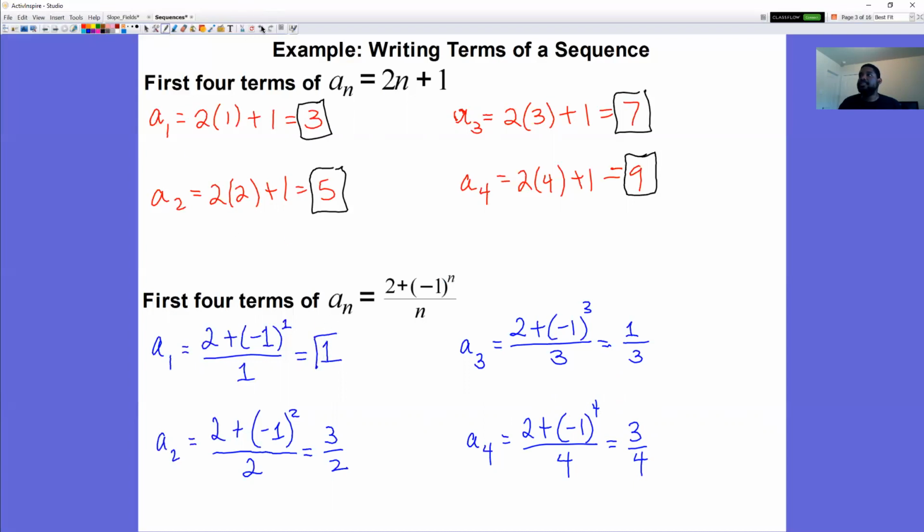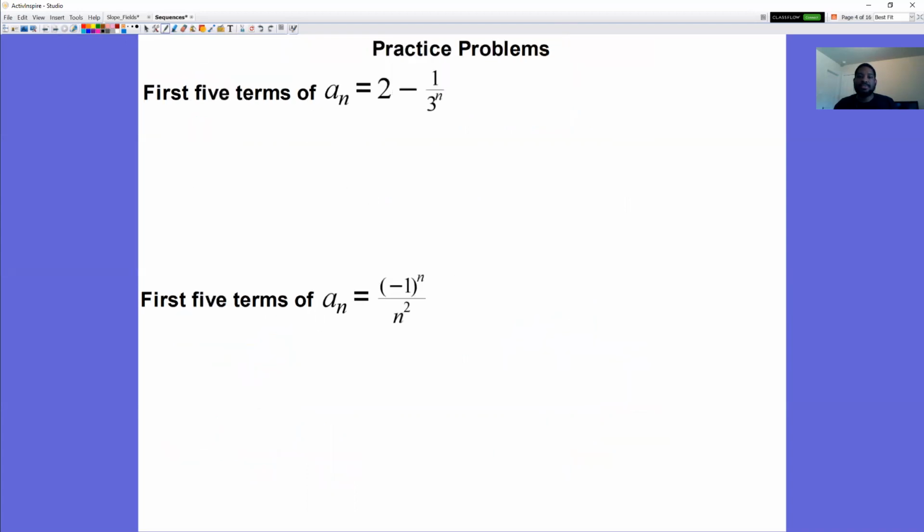And so those are our first 4 terms of this sequence. We have 1, 3 halves, 1 third, 3 fourths. There we go. So if you understood these problems, you should be able to do those practice problems as well.